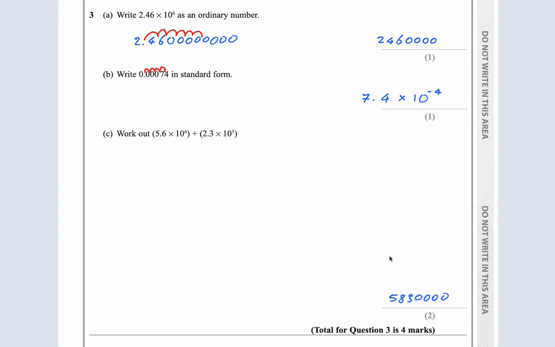Now again, guys, there's two marks here. So if it said show all your working here, the way it wants you to do it is change this into, I'm going to multiply this by 10, 56, this number, and then I'm going to divide this by 10. So this way I haven't changed the number. 5.6 times 10 to the power of 6 is the same as 56 times 10 to the power of 5. So now it's 56 times 10 to the power of 5 plus 2.3 times 10 to the power of 5. Because they're both times 10 to the power of 5, a bit like if they were both x, I can just add them. 56 plus 2.3 is 58.3 times 10 to the power of 5, which is equal to this.